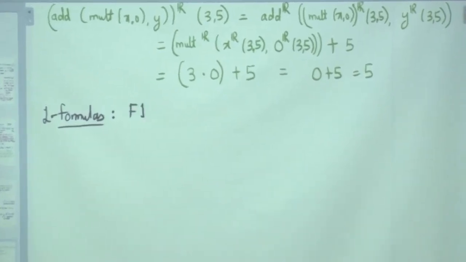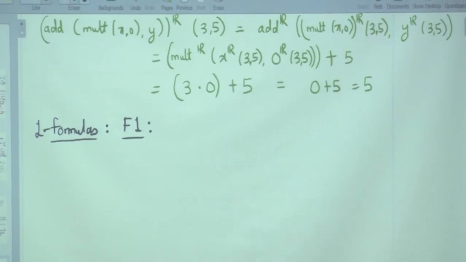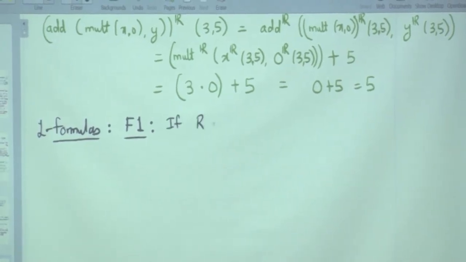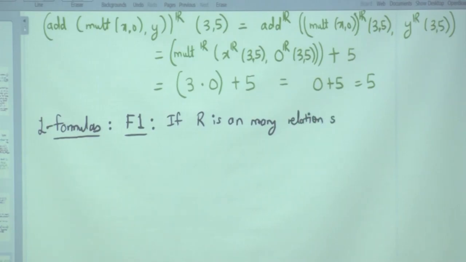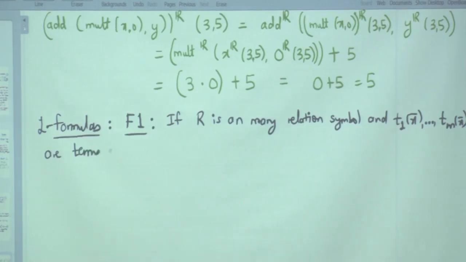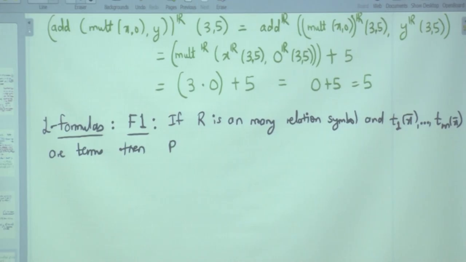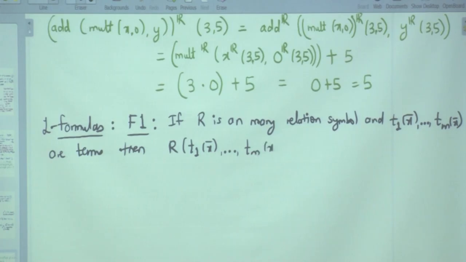So I am going to say F1: if R is an m-ary relation symbol and t1(x bar), t2(x bar), up to tm(x bar) are terms, then R of t1(x bar) up to tm(x bar) is a formula.